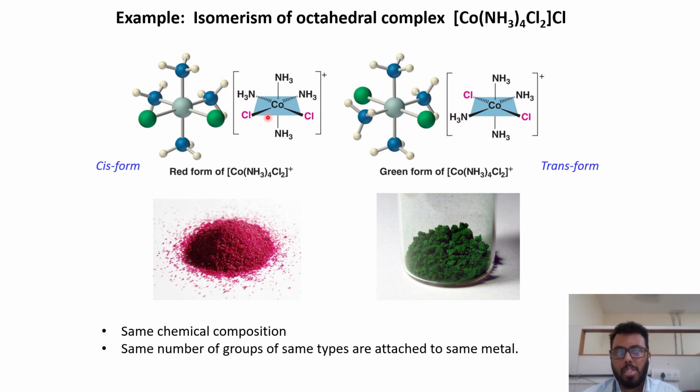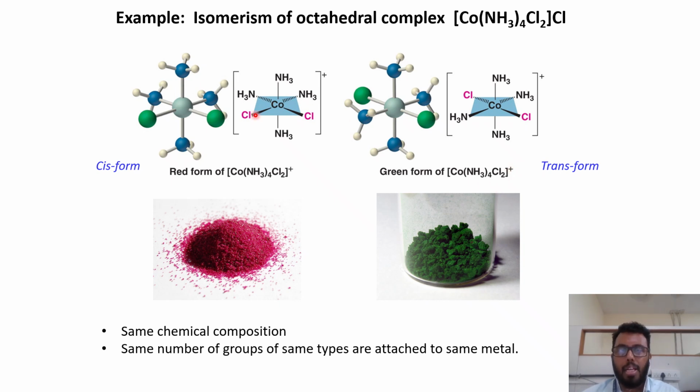So in the four corners of this square planar structure, you can have two amine ligands and two chloride ligands represented in pink color, that is adjacent to each other, and they are facing toward the viewer. Obviously, this is cis type. So the red form of cobalt NH3 4 Cl2 plus, and we can also get green form of cobalt NH3 4 Cl2 complex with positive charge, one single positive charge.